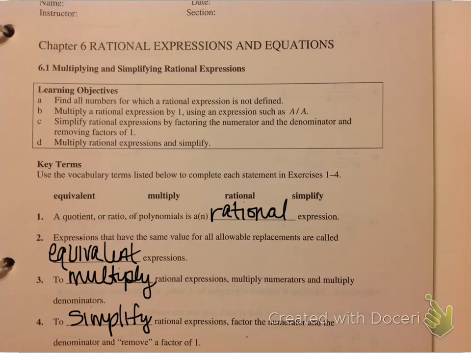Now, reading through these, this should sound pretty familiar. Rational expressions is just another name for fraction. So anything that can be expressed as a fraction is considered a rational expression. The main difference you're going to see is that we're going to see variables in our rational expressions or our fractions.